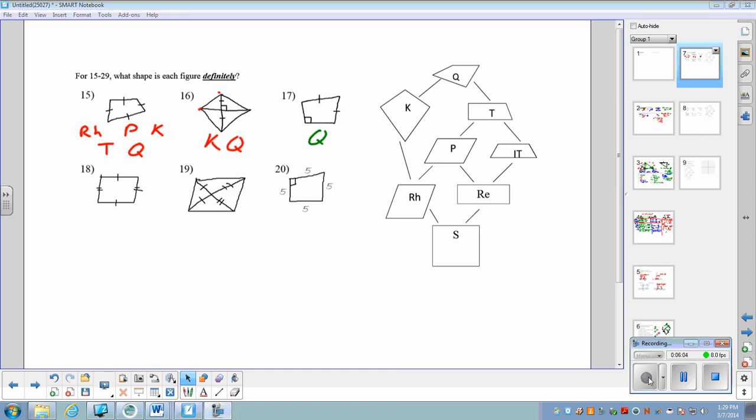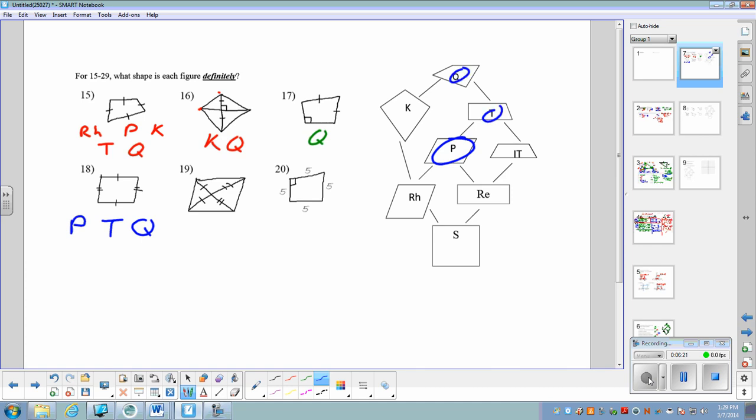Number 18, we have two sets of opposite sides parallel. That is one of the 6 things that you need to know will make a parallelogram. And since it is one of those 6 things, it is probably not going to be anything lower than that. But you're welcome to look.